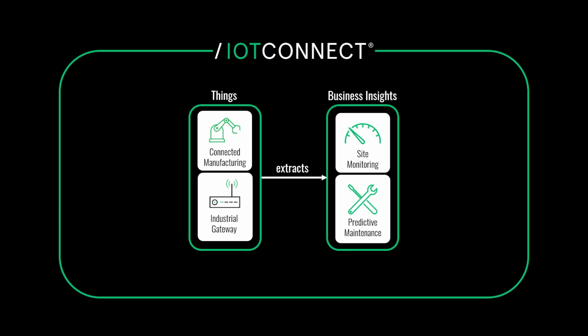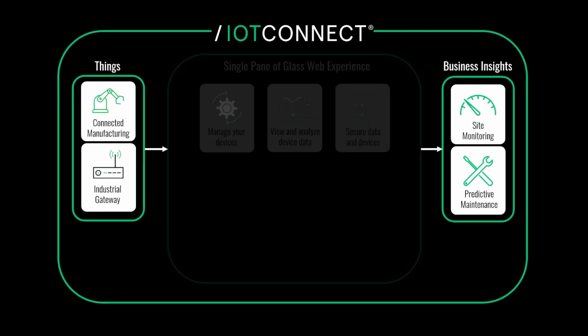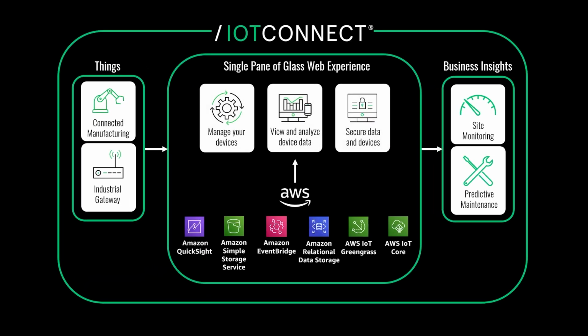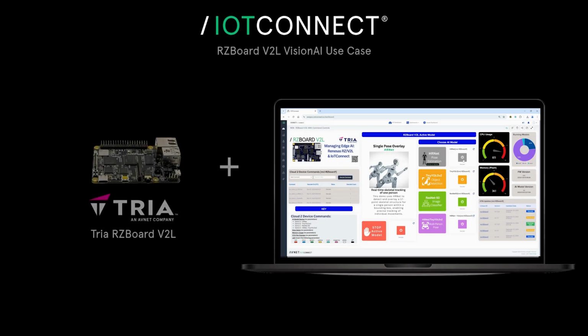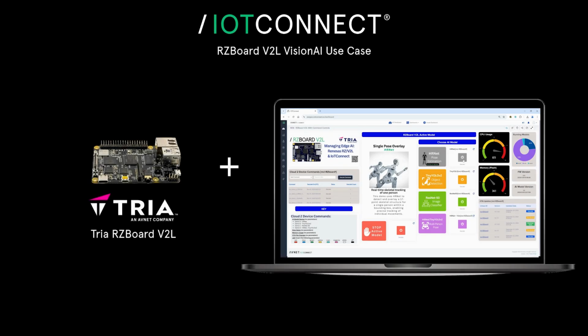And how this actually comes together is it's built on top of AWS services, and it creates a single pane of glass web experience. So it enables you to do things like manage your devices and view and analyze device data. And what this means is that you don't have to spend the time figuring out, hey, what AWS service do I need to call in order to be able to add a user to my environment? Instead, you can really start to rapidly accelerate your development by just adding your devices in and getting meaningful business insights out of them as soon as possible. So let's take a look at this with the RZ board V2L with a Vision AI use case.